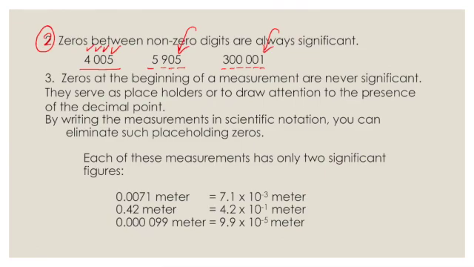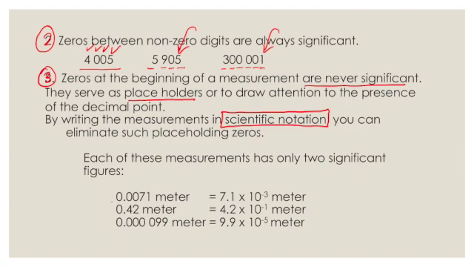And then number 3, we've already hinted at it, is that zeros at the beginning of a measurement are never significant. They merely serve as placeholders, or they draw attention to where the decimal point is. Now, this is why we like scientific notation so much, because when you write in scientific notation, there's no question about are the zeros significant or not, because you don't have zeros in front of a number as a placeholder. Scientific notation gets rid of that. But let's first of all look at these 3 sets of numbers without scientific notation.